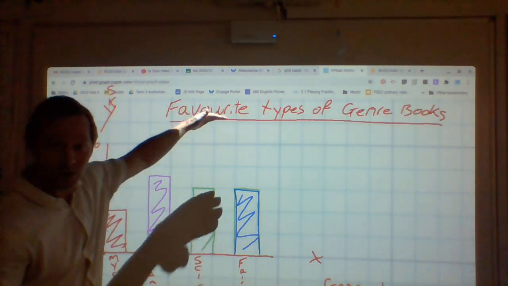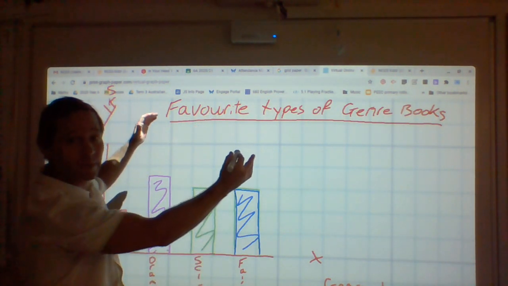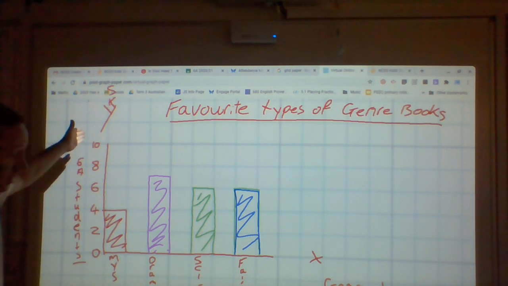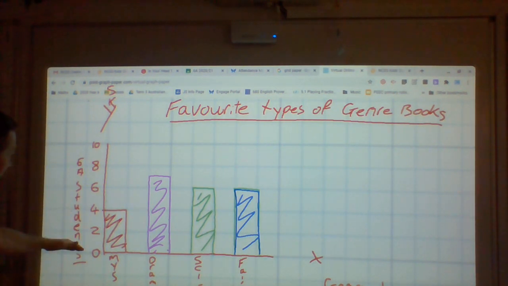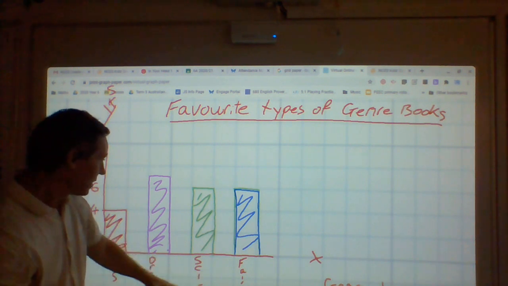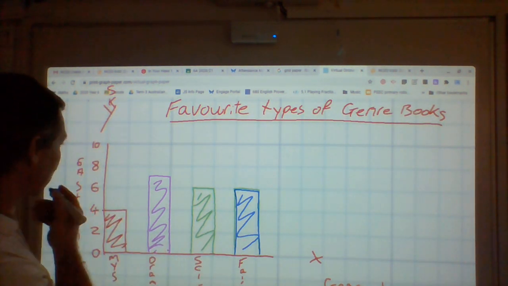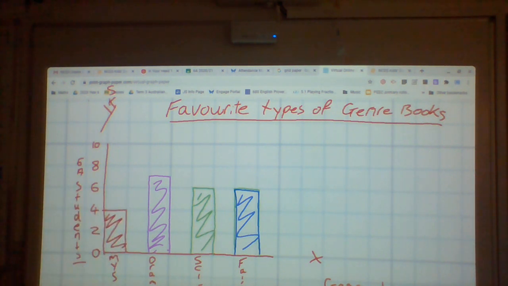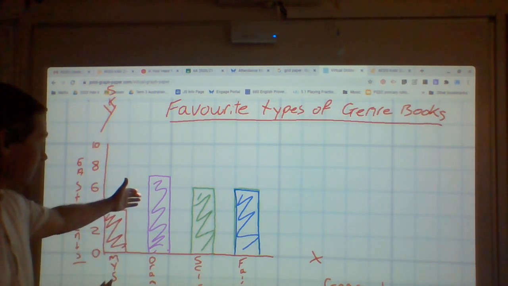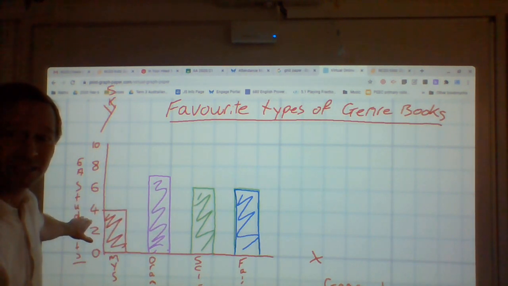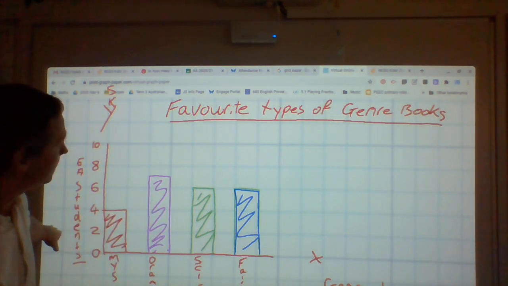Main thing is, you've got a heading. What is your graph about? The y-axis is labelled with the number of students, 6A students. Along here, genre types. So now I can look at this data and think, okay, most children in our class prefer drama. Not far away are sci-fi and fairy tales. Not many people like the mysteries, so maybe I won't use those books.